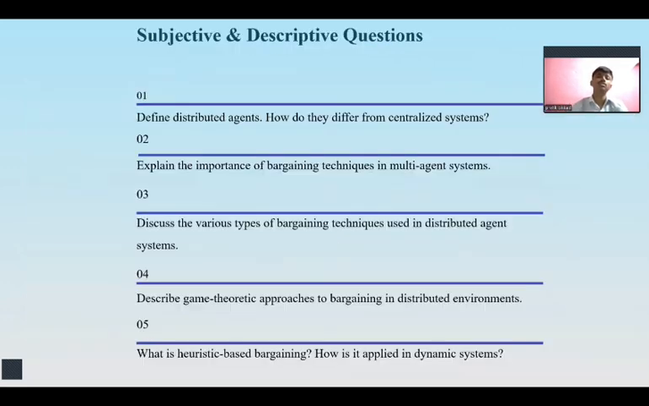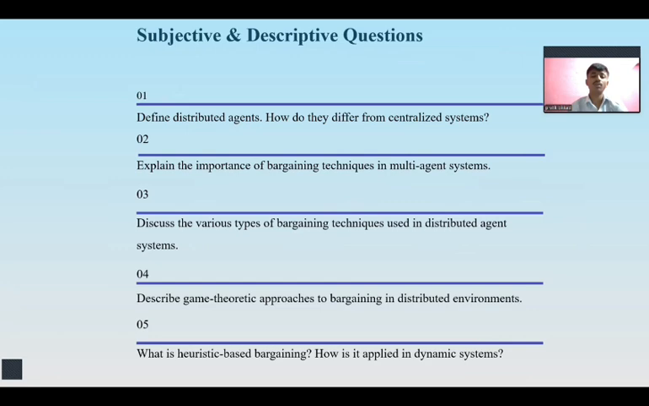Now we will see the subjective and descriptive questions. First, define distributed agents. How do they differ from centralized systems? Second, explain the importance of bargaining techniques in multi-agent systems. Third, discuss the various types of bargaining techniques used in distributed agent systems.